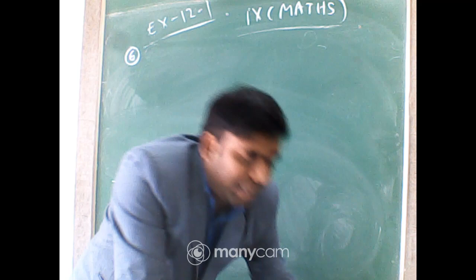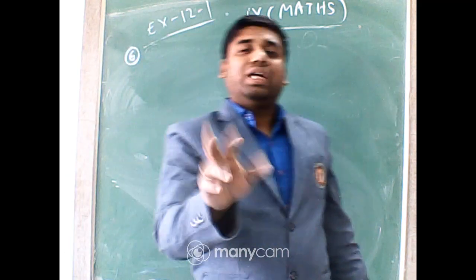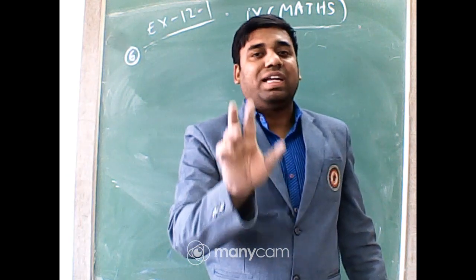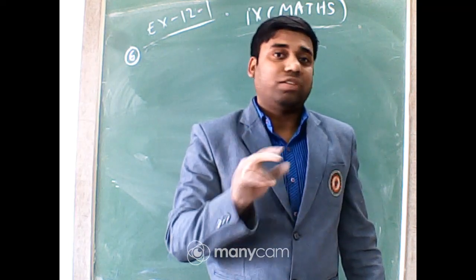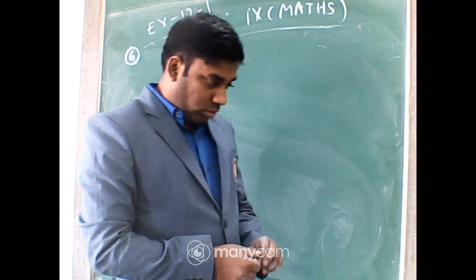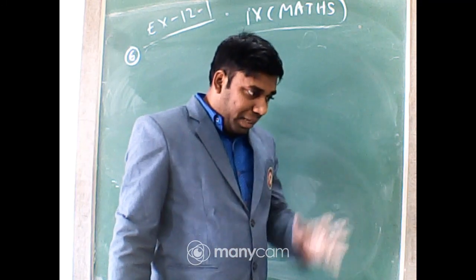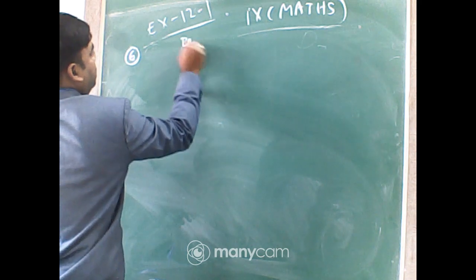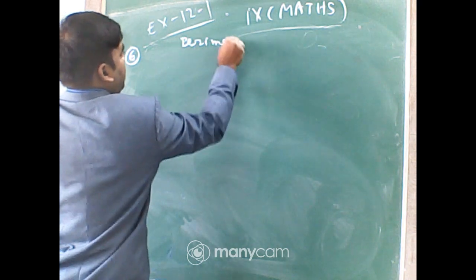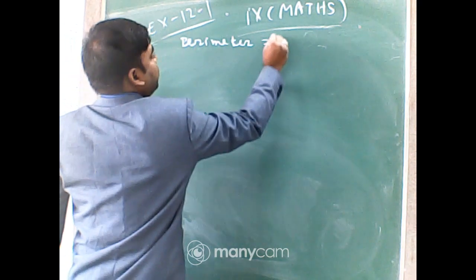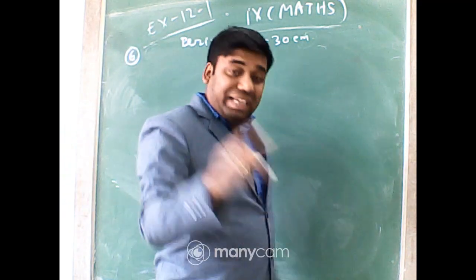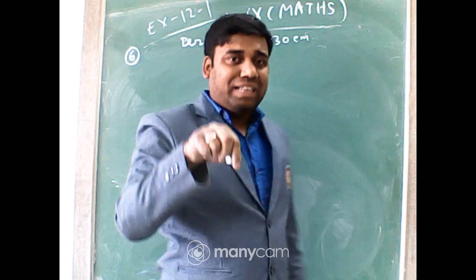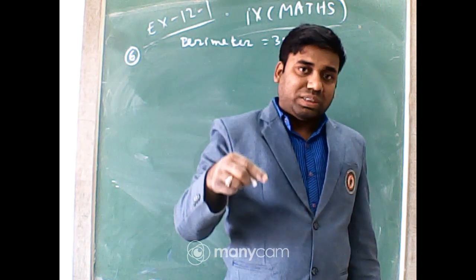So isosceles triangle means we know that if two sides of any triangle are equal out of 3 sides, then it is called isosceles triangle. Here perimeter is given, that is perimeter equal to 30 cm, and equal sides are 12 cm.